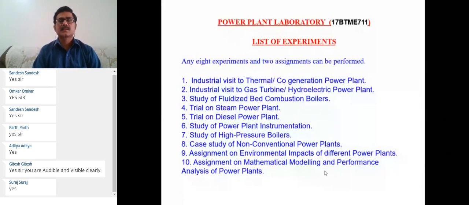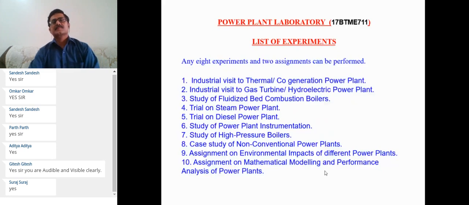For the last year's batch, we had a visit to the cogeneration power plant at the sugar factory at Malegaon, near Baramati. Then 2-3 study experiments are there. Study of the fluidized bed combustion boilers, the different arrangements for the fluidized bed combustion boiler, their advantages, their disadvantages, and their applications. Then the 2 trials are there: trial on the steam power plant, trial on the diesel power plant.